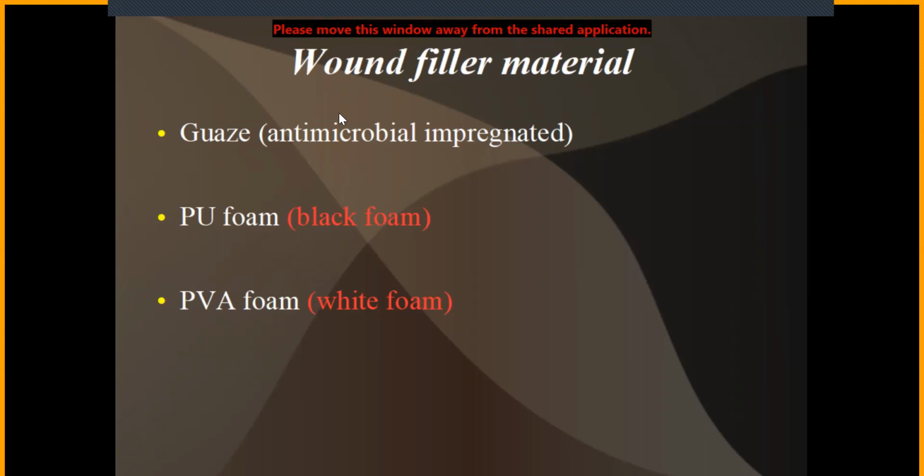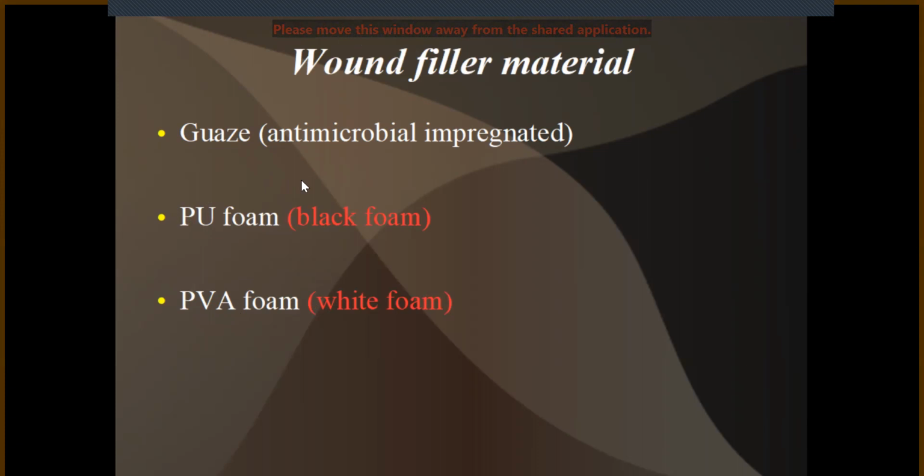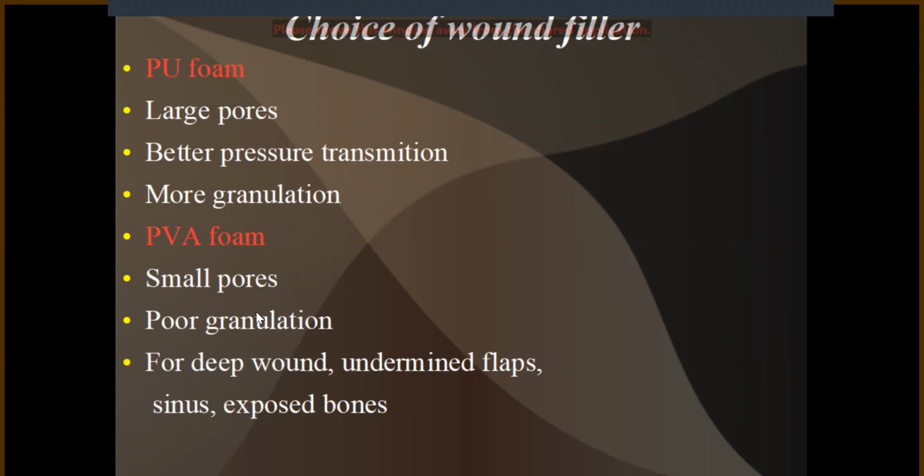Wound filler material is commonly gauze, which may be antimicrobial impregnated, or polyurethane foam, which is the black foam, or polyvinyl alcohol foam, that is the white foam. And what are the differences between the properties of these two foams?